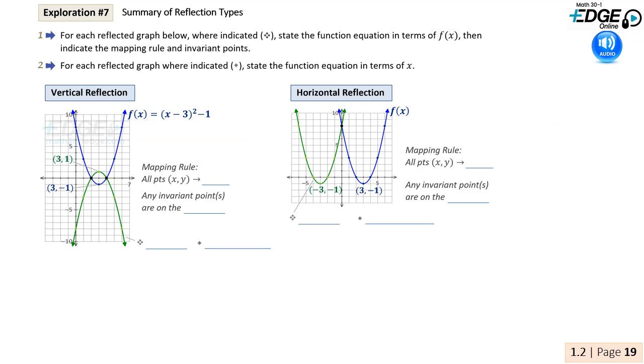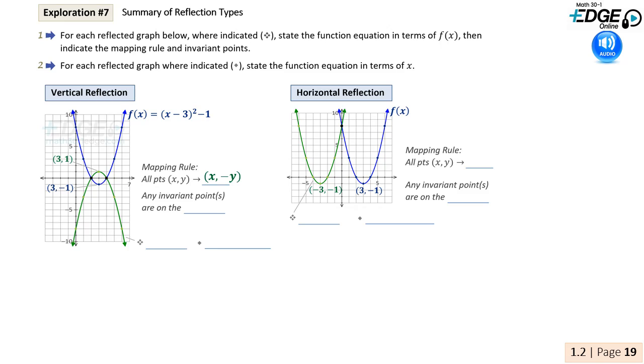Though we've labeled exploration 7 as a summary of the reflections, the algebraic work in this will make it one of the most important slides in this section. So here, we are shown on the left a vertical reflection, which is to say a reflection in the x-axis, and on the right a horizontal reflection, which is one in the y-axis. We're going to talk about the mapping rules, name the invariant points, and then show how we write the functions both in terms of f of x and also in terms of x. So let's start on the left.